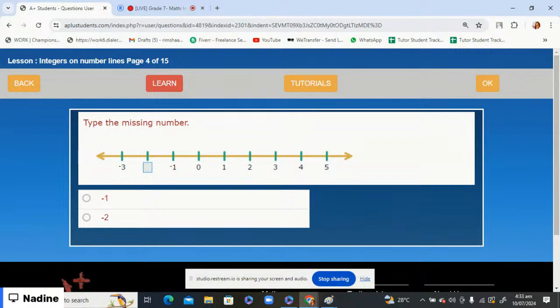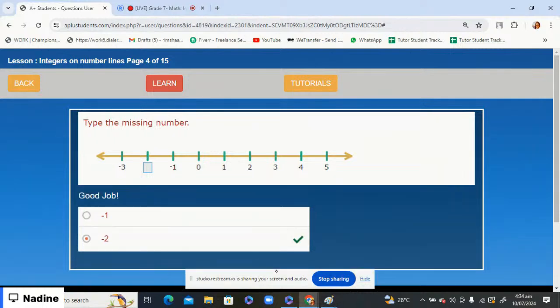So type the missing number. Now this is basically a twist. Now here is 0, and on the very right side it's positive numbers like 1, 2, 3, 4. But now on the left side it's -1. What is the next? It's -2, and then it's -3. So here it's -2.